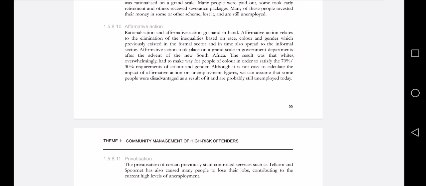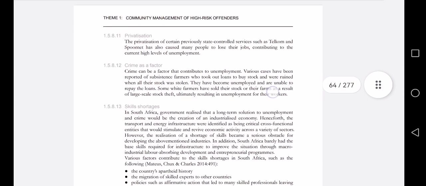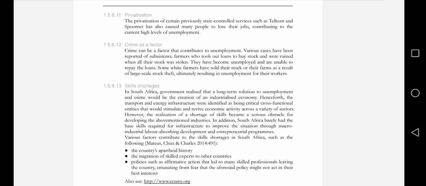Although it is not easy to calculate the impact of affirmative action on unemployment figures, we can assume that some people were disadvantaged as a result of it and are probably still unemployed today. Privatization. The privatization of certain previously state-controlled services, such as Telkom and Transnet, has also caused many people to lose jobs, contributing to the current high level of unemployment.